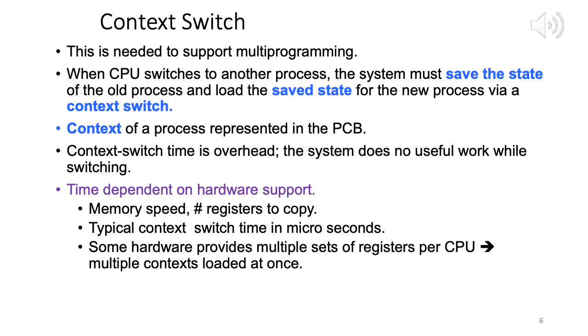So the system must save the state of the old process. Where will it be saved? It will be saved into that process's PCB, process control block. So save the state of the old process and load the saved state for the new process via a context switch. So you have a save and a load, right? Saving of the process you want to interrupt, load of the process you want to execute. Okay.